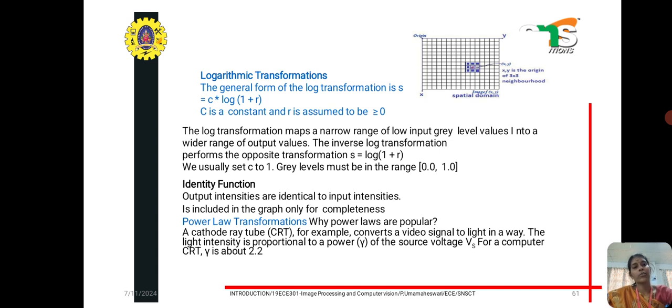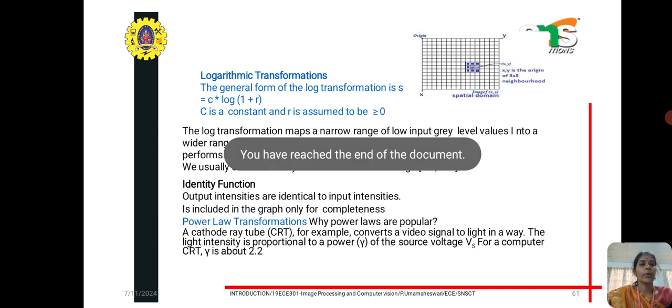The power law transformation. Why are power laws very popular here? A cathode ray tube, that is a CRT for example, converts your video signal to light in such a way that the light intensity is proportional to the power gamma of the source voltage Vs. For a computer CRT, gamma is about 2.2.